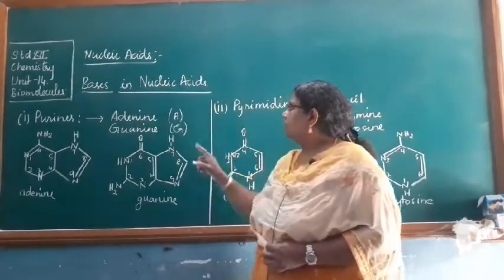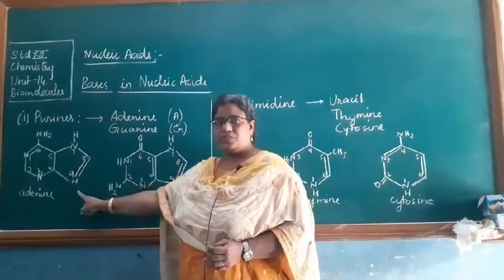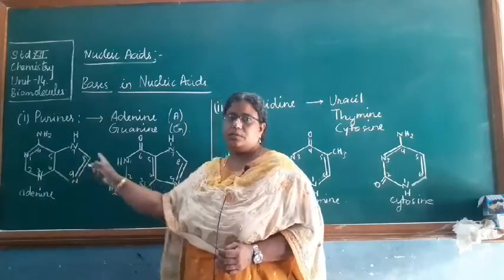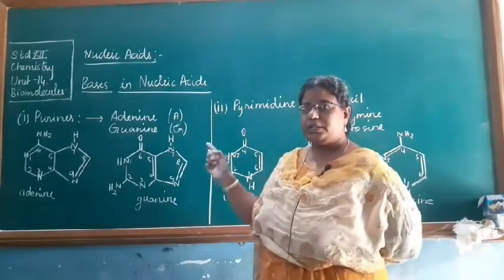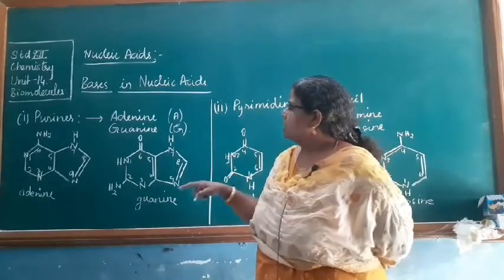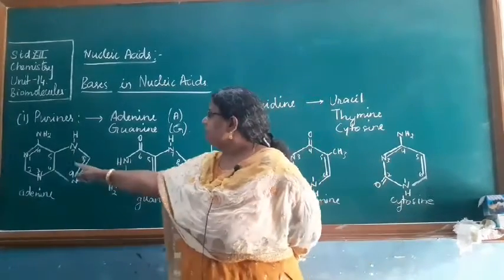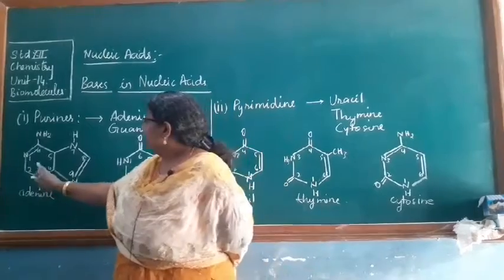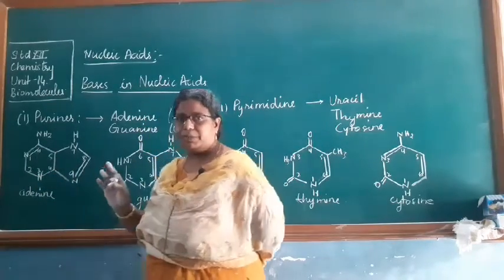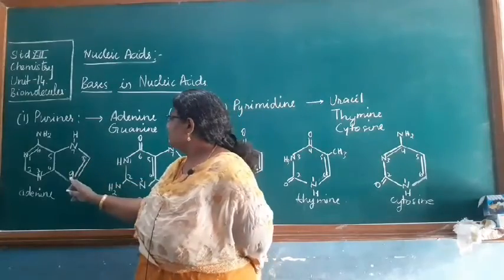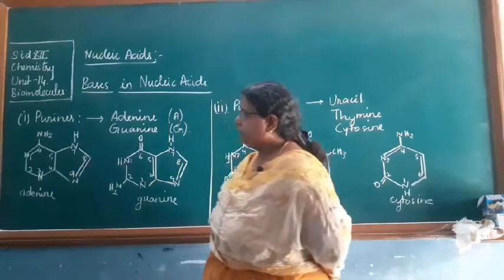Adenine has this kind of structure where there are two cyclic structures present. One is a hexagonal structure, and it is joined with a pentagonal structure. The number of carbons you can understand: the first carbon is here, second, third, fourth, fifth. This is how the numbering is done. 7, 8, 9 carbons are here.